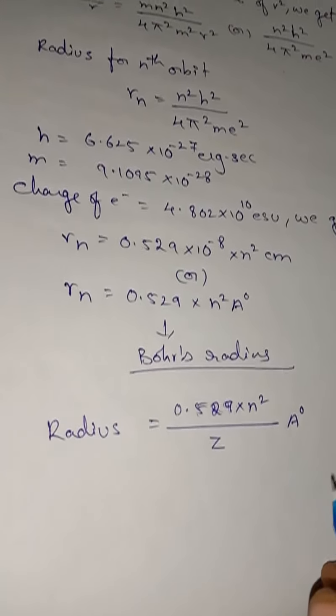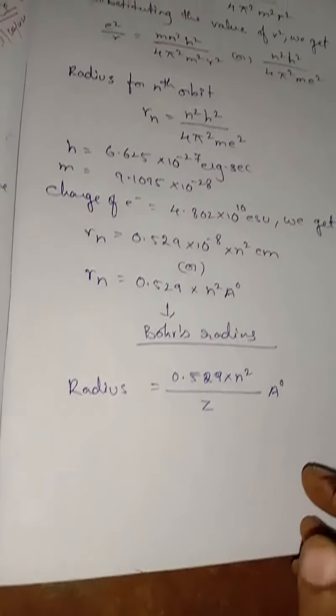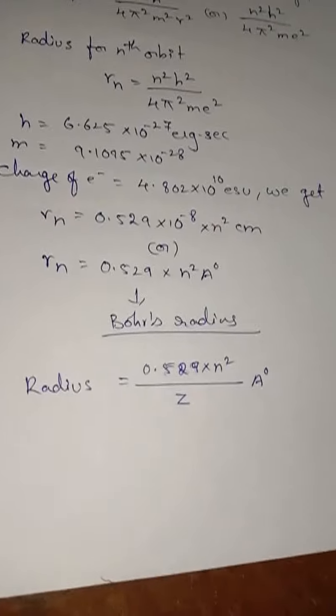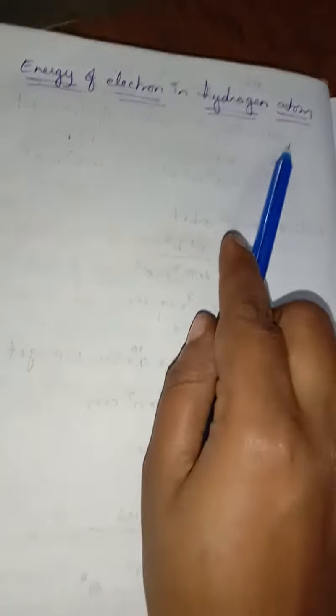Okay, children. The next one is the energy of an electron. What is the energy of an electron in a hydrogen atom? We are going to find that now. The energy of an electron at infinite distance, where it is not attracted by the nucleus of an atom, is considered as 0.